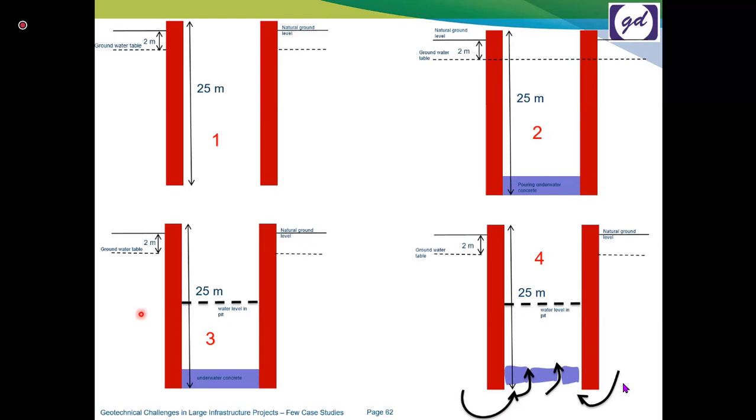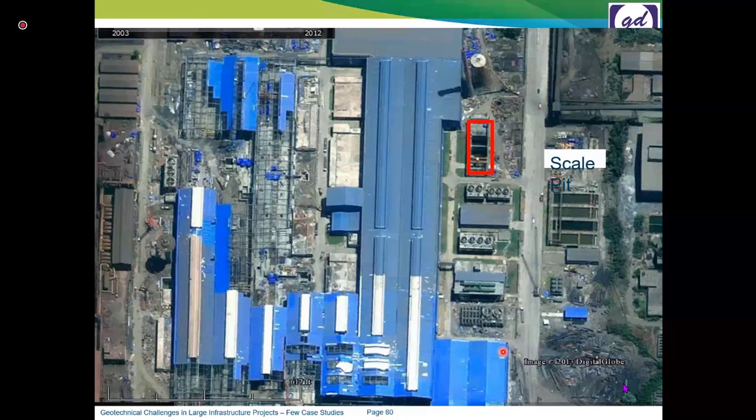Now what happened: they kept on dewatering this pit, and one fine morning the entire concrete which they poured underwater was blown up, and water gushed out from the bottom, and then some particular settlements were experienced at this chimney and the water tank which had been erected close to it.